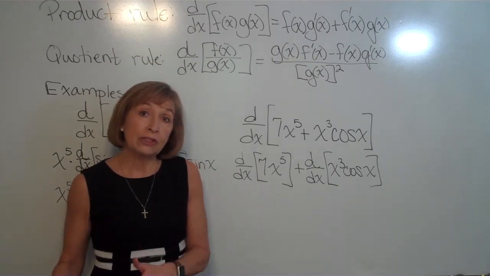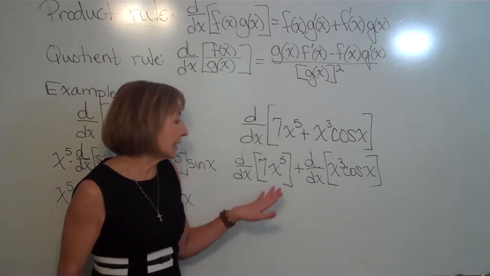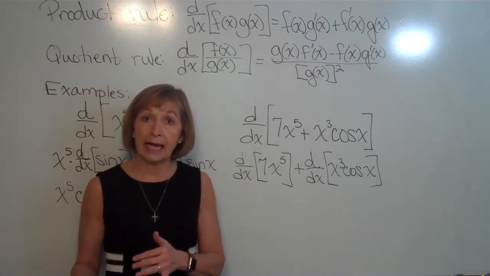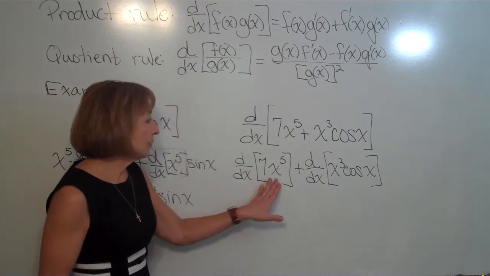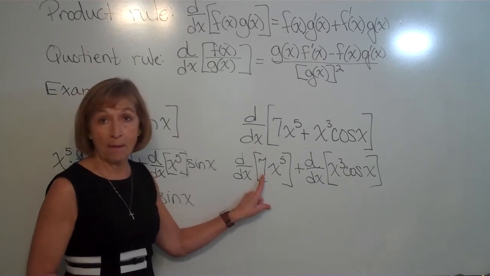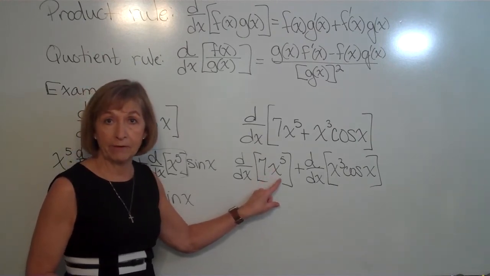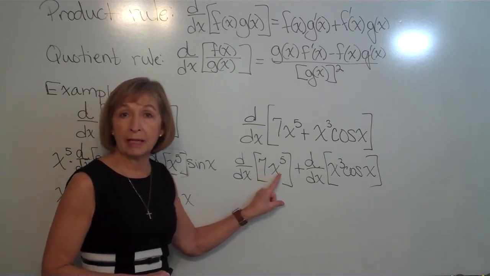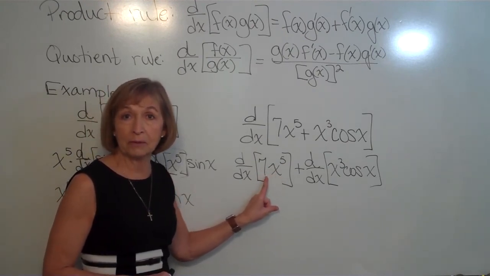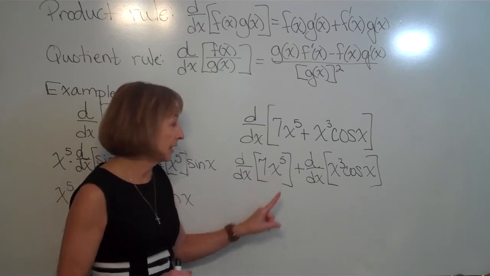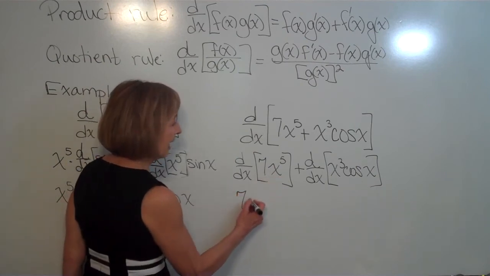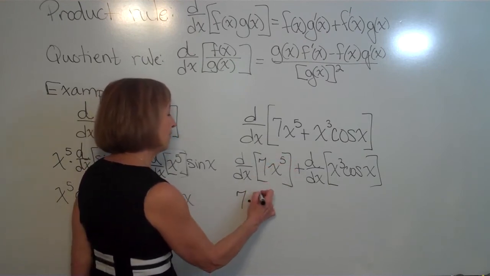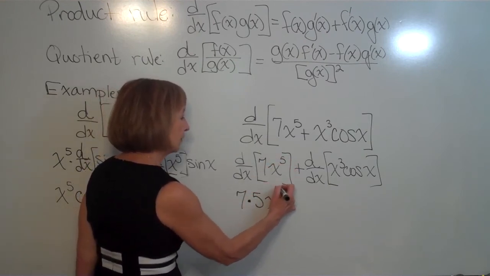Now, when I look at each of these individually, I have to pay attention to what's happening in them, to which property actually applies to that. So in this first term, I have a number times my function. And the derivative of a number multiplied to the function is just the number times the derivative of the function. So this will be 7 times, and my derivative of x to the fifth is 5x to the fourth.